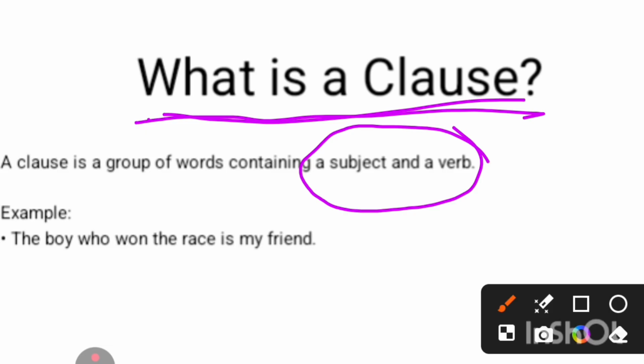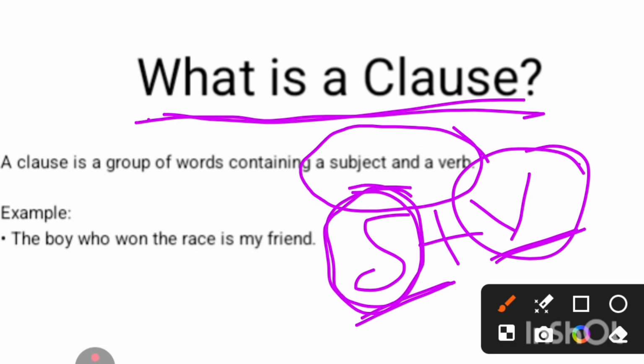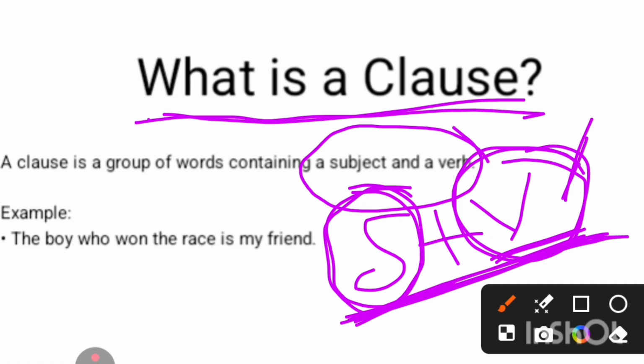That means if there is a subject and a finite verb, then according to the subject we have to agree the verb. This is the condition. That means if the subject is singular, the verb is singular. If the subject is plural, the verb is plural. So this is called a finite verb. And there are some non-finite verbs. But for being a clause, there must be a subject-verb combination. This is the first thing.